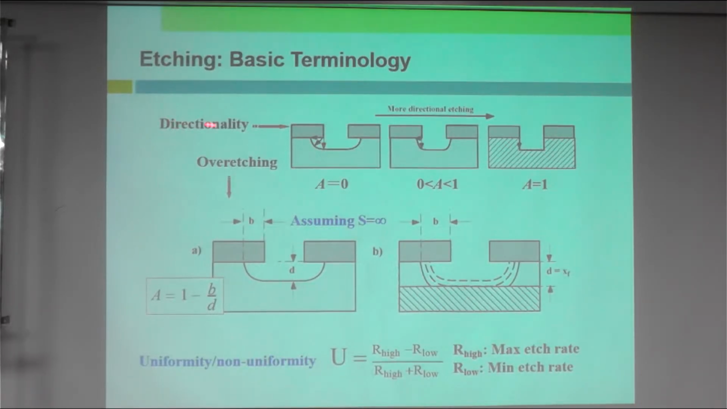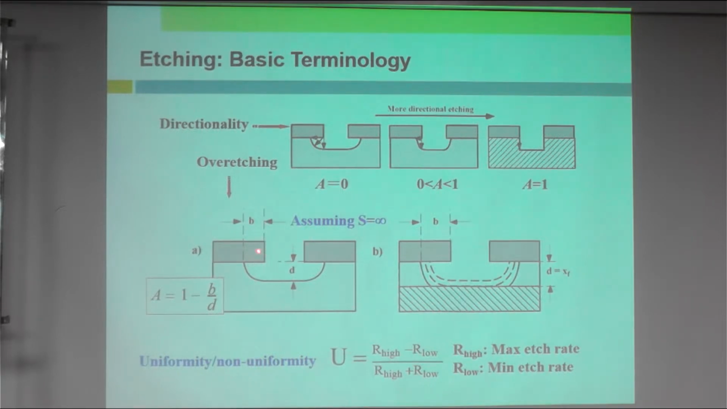So, directionality. As explained before, if it's isotropic, then you have the attack on the side of the material, which forms a non-straight structure. If it's more directional, for example using dry etching, or etching with a certain control process, you have a kind of directional removal. If A equals 1, then you can have a straight pattern, no undercut, for example.